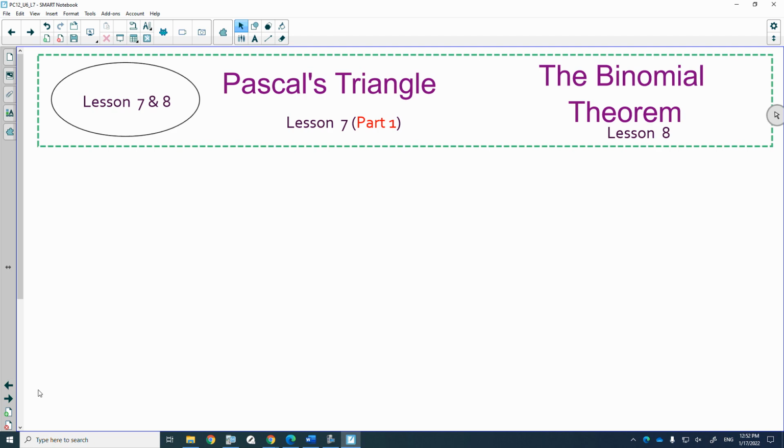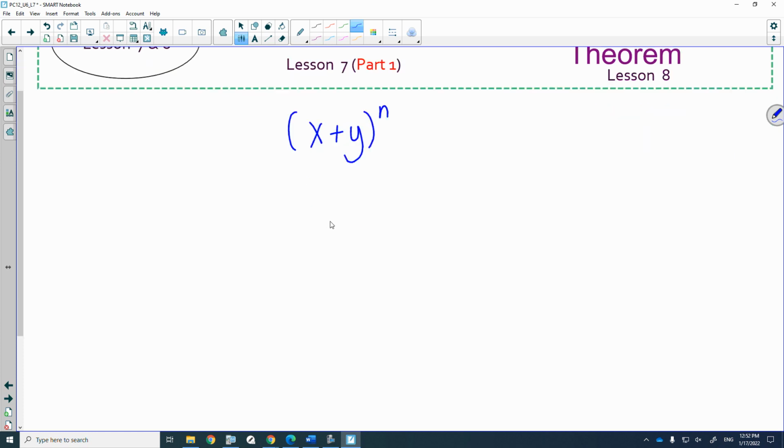Okay, Pascal's triangle is about the expansion of this binomial. So this is a binomial, x plus y, and we're going to be expanding this binomial and looking for patterns once we do the expansion. So what do I mean by expanding that binomial? Well, what we could do is say first, okay, let's do x plus y to the power of 0. You know that anything to the power of 0 is going to be 1.